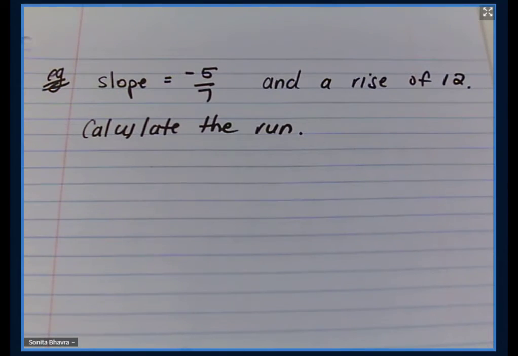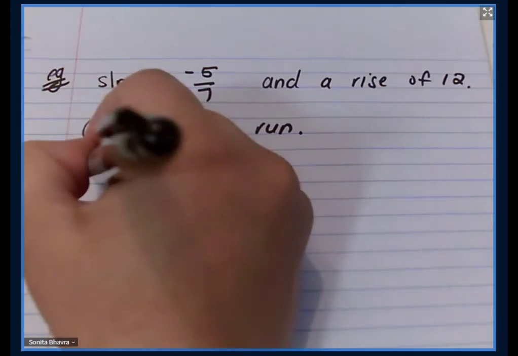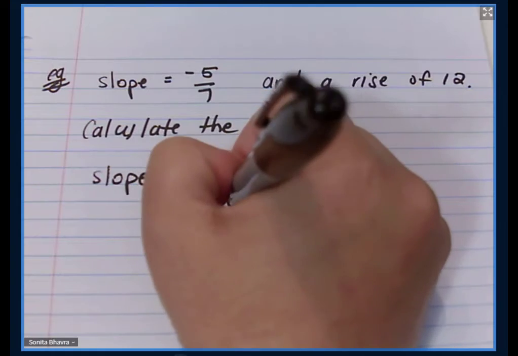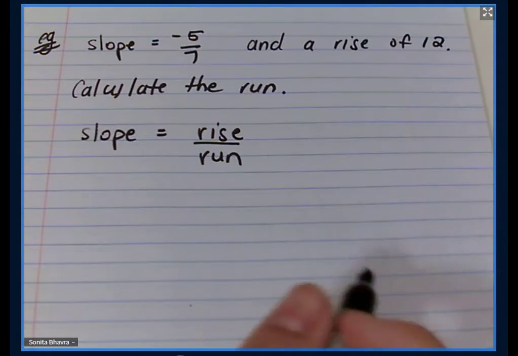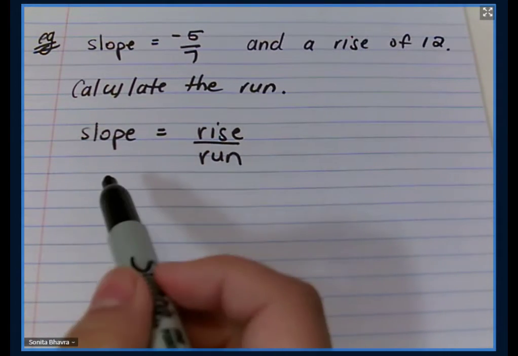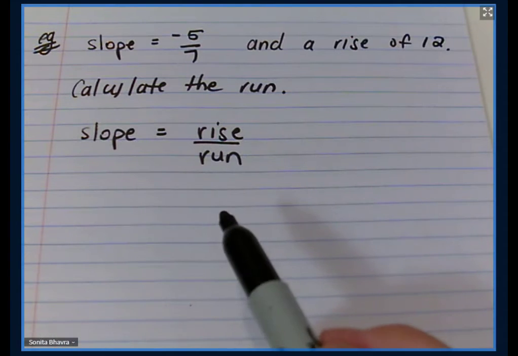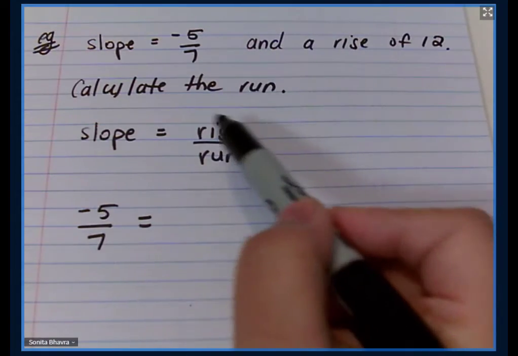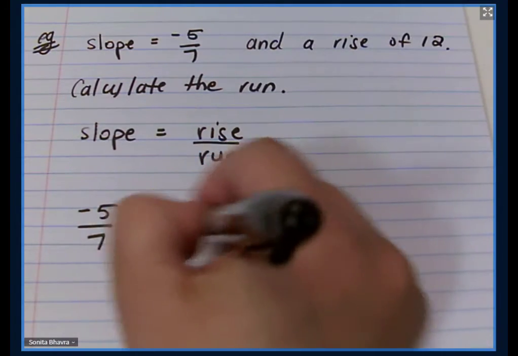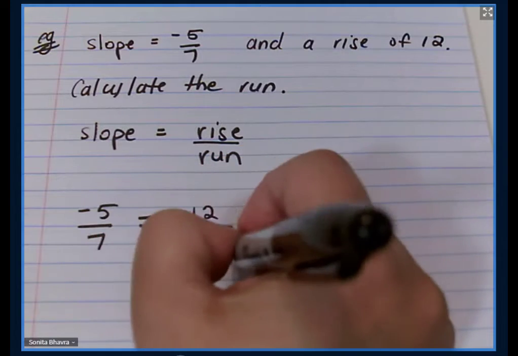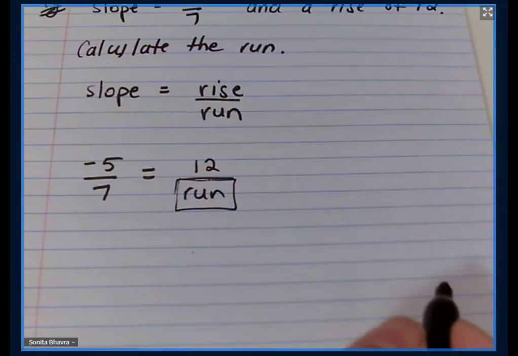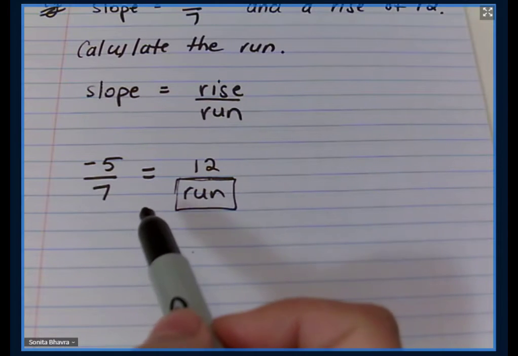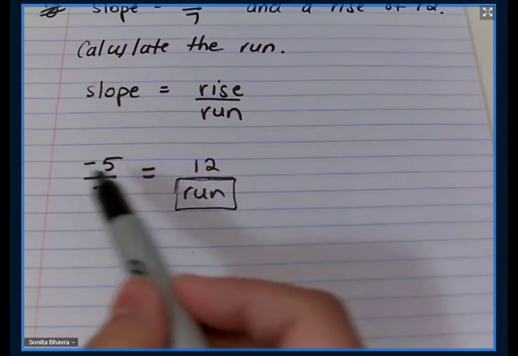We know our formula for slope: slope is equal to the rise over the run. We know our slope is -5 over 7, and we know our rise is 12, and we need to solve for the run. You can solve for the run by cross multiplication: 7 times 12, divided by -5.